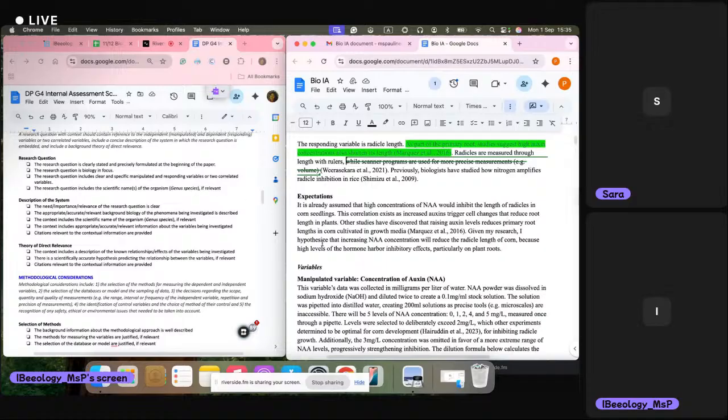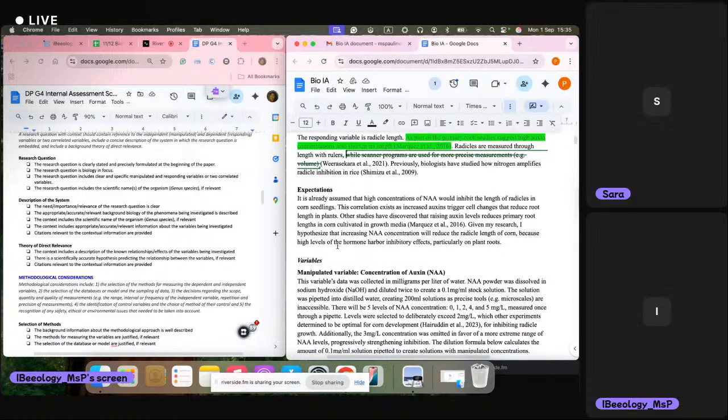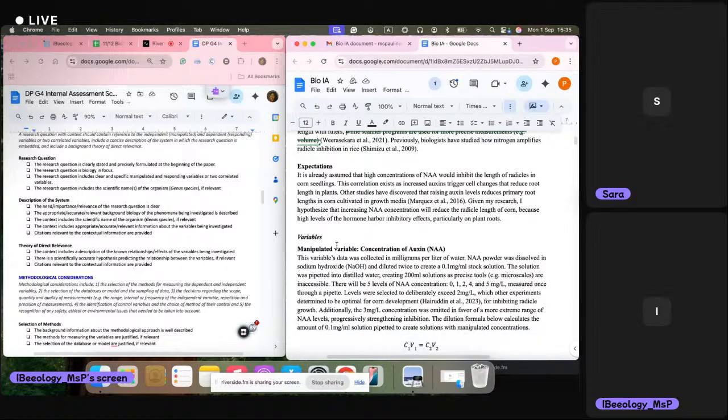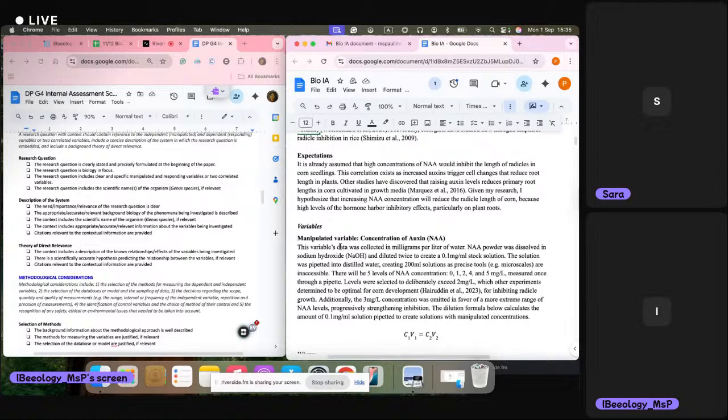Okay. Other studies have discovered that raising levels reduces primary root length cultivated in a growth media. Given my research, I hypothesize that increasing NAA concentration will reduce corn high levels. Cool. But again, restructure in such a way that this is concise. Okay, so you are hypothesizing here, so might as well give yourself a hypothesis.